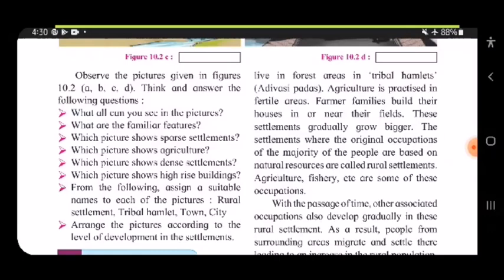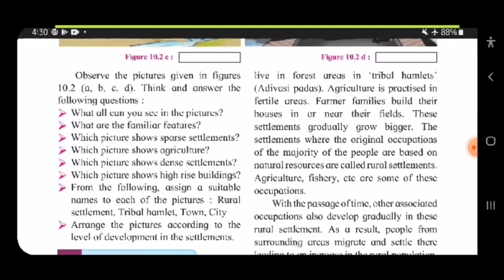These settlements gradually grow bigger. The settlements where the original occupation of the majority of the people is based on natural resources are called rural settlements. So what happens? Wherever people are staying close to something, for example, people staying close to the sea coast are engaged in fishing. When people are staying in the village area, they are mostly engaged in agriculture, growing crops.